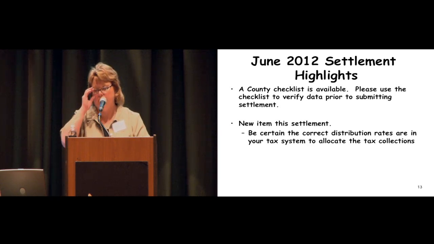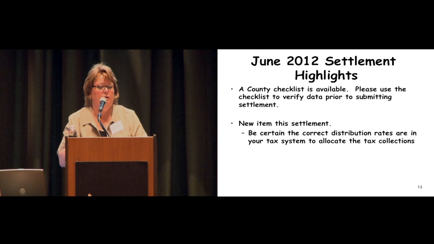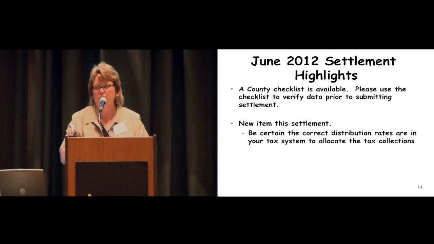We've had issues in the past, so we're going to remind you again. In some cases, just because you put the correct tax rate in your tax billing system, most systems require that you update your distribution rates area to get the current rates for apportionment. We did have some counties that did not get that accomplished, so that did cause some messes. So please make sure you get your distribution rates updated. And again, if you need assistance with that, get a hold of your vendor.